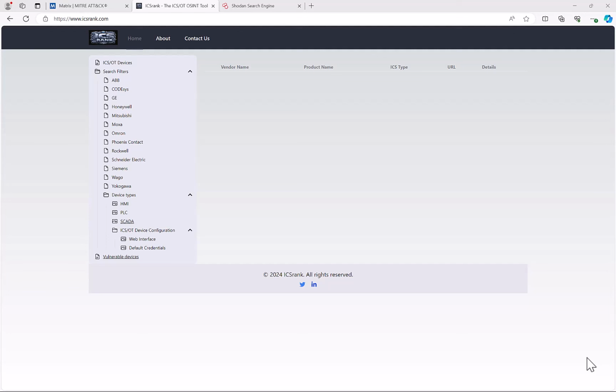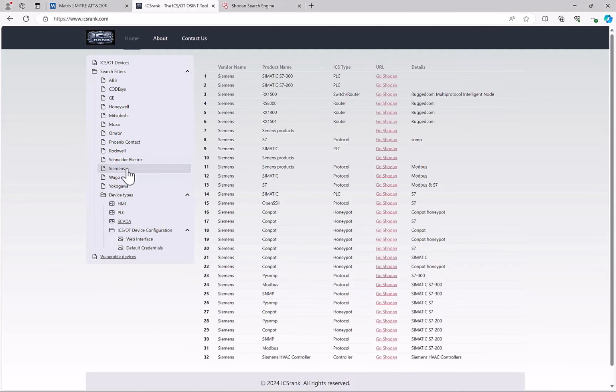Or in this case, we can load ICSRank. And then I always think of Siemens still. That's always good. My first project was a power plant. Siemens is huge in power, and Siemens was everywhere in that plant. So I always go to Siemens. I actually have an SL 1200 in my lab. But you can see where they break them down.